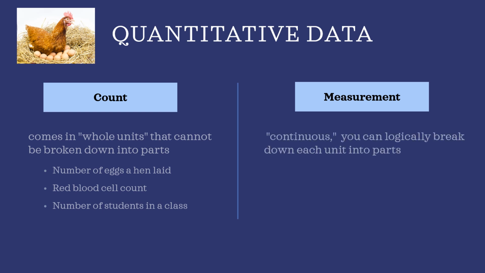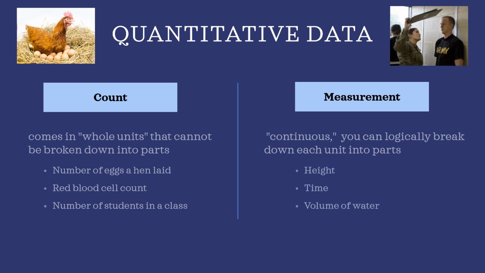Contrast that with measurement data, which is continuous. You can logically break down each unit into smaller parts. These are things like height. You may be a certain number of centimeters tall and a half. Time is another example of measurement data. A race runner at the photo finish could have completed the race in some number of minutes and milliseconds.